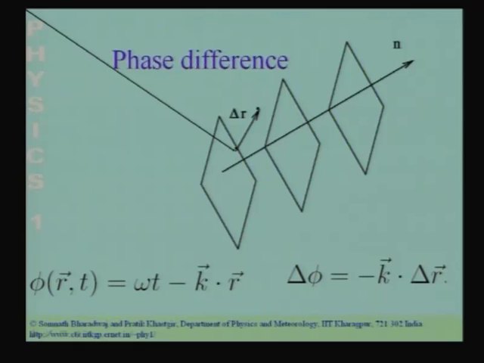So, we go back to the expression for the phase as a function of the position and time, which is omega t minus k dot r. We are interested in the phase difference between 2 points, one point being the vector r, the other point at the position r plus delta r. So, the difference in phase between these 2 points, delta phi, is minus k dot delta r. So, the phase difference arises only due to the component of the displacement in the direction of propagation of the wave, and it is minus k, the wave vector, dot delta r.